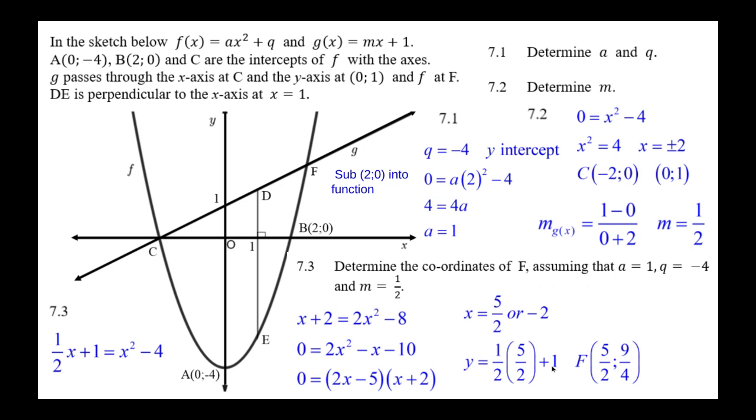Now, you can't quite see it because my picture's blocking it out. You take 5 over 2, and you just go 5 over 2 plus 2, and you get 9 over 4. So F has coordinates of (5/2, 9/4). You'll see it when you look at the slide presentation. And there you go, all done.